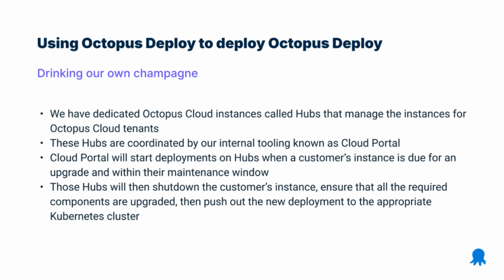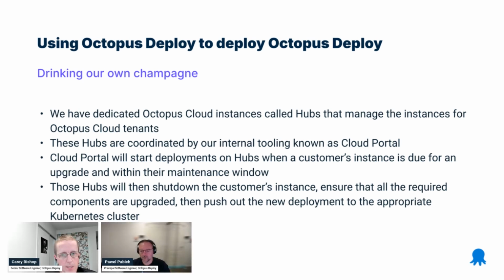And of course, we use Octopus Deploy to deploy Octopus Deploy. We try to drink our own champagne. So we've got dedicated Octopus Cloud instances that we call hubs that manage the instances for our Octopus Cloud tenants in a particular reef. And those hubs are coordinated by the internal tool that we call Cloud Portal. Cloud Portal will start the deployments on the hubs when a customer's instance is due for an upgrade and within their maintenance window. The hubs will go through the process of shutting down the customer's instance, ensuring that all of the required components are upgraded, and then push out a new deployment to the appropriate Kubernetes cluster.